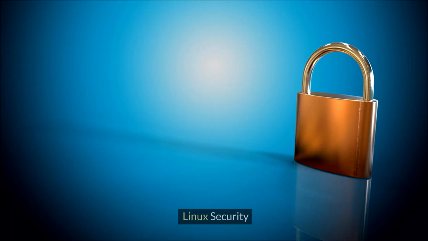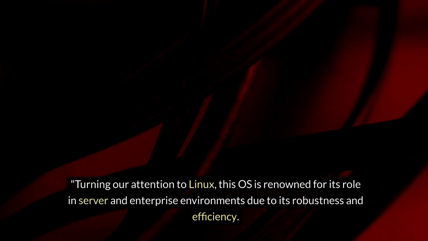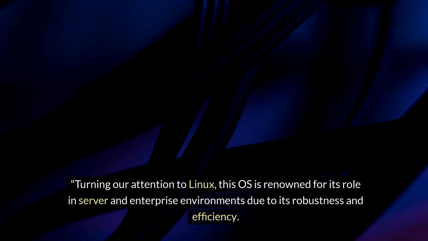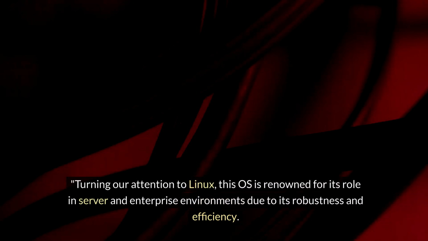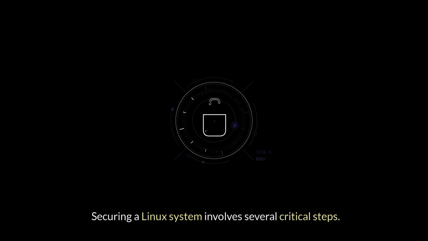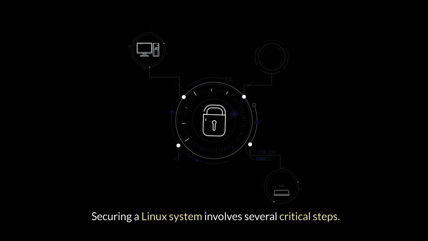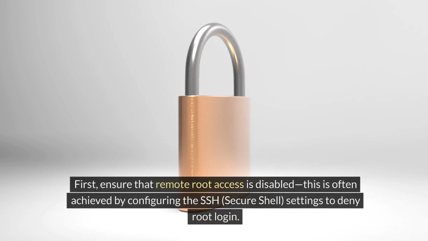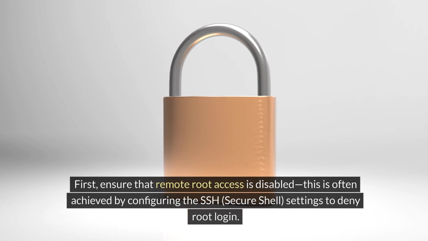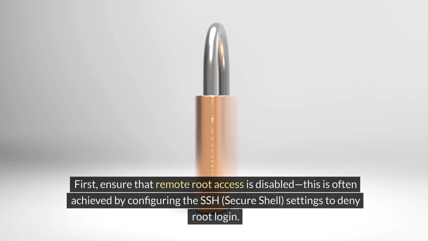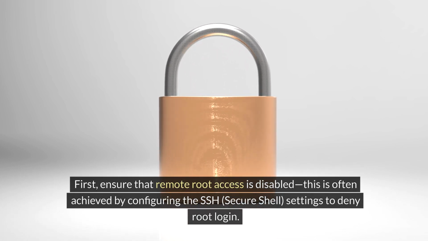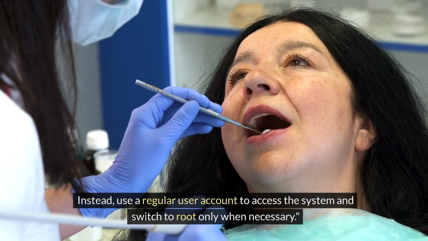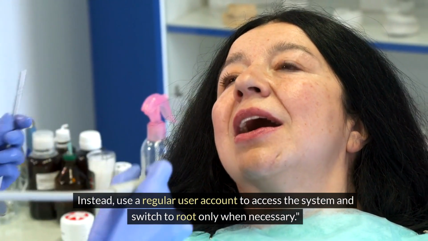2. Linux security. Turning our attention to Linux, this OS is renowned for its role in server and enterprise environments due to its robustness and efficiency. Securing a Linux system involves several critical steps. First, ensure that remote root access is disabled. This is often achieved by configuring the SSH (Secure Shell) settings to deny root login. Instead, use a regular user account to access the system and switch to root only when necessary.